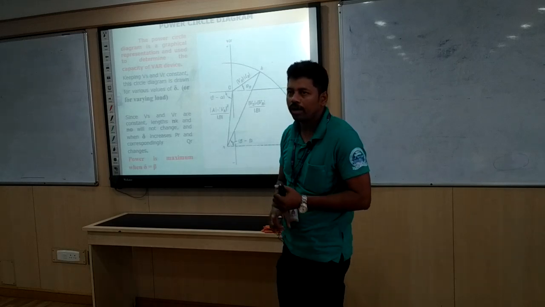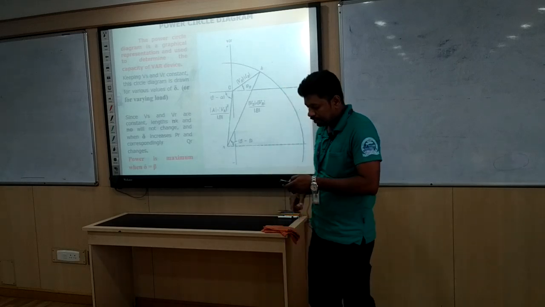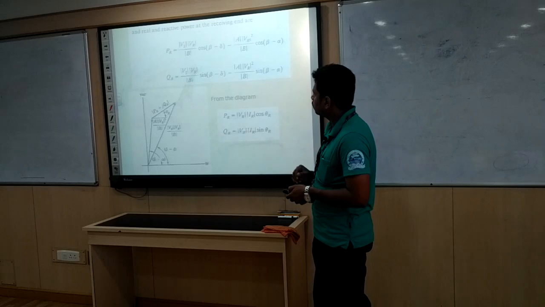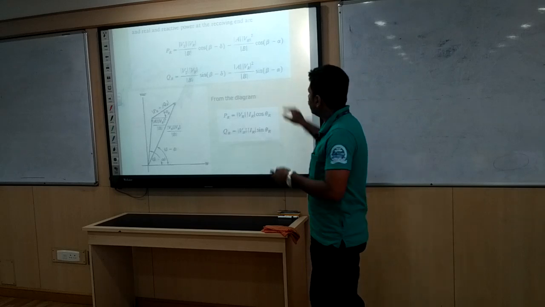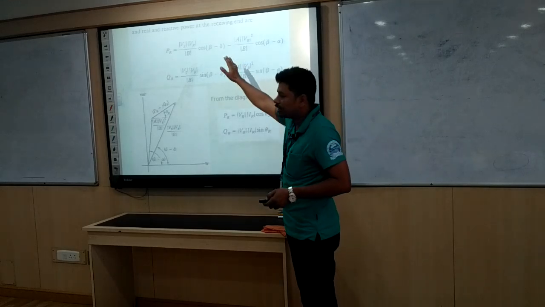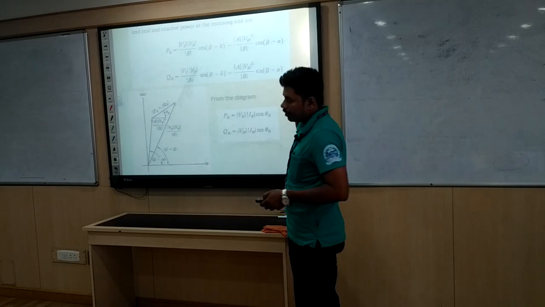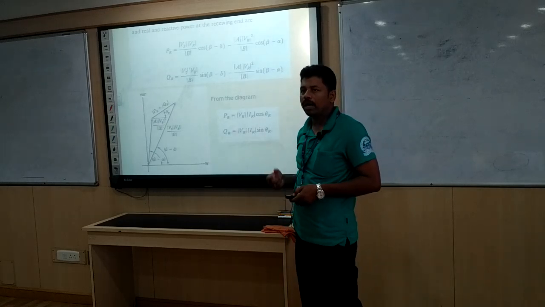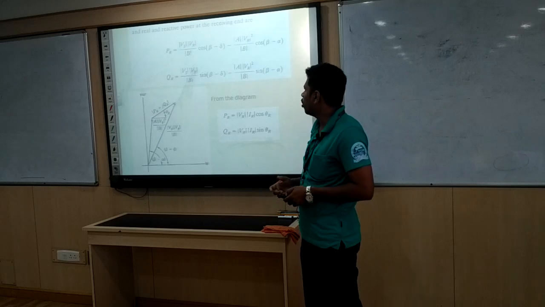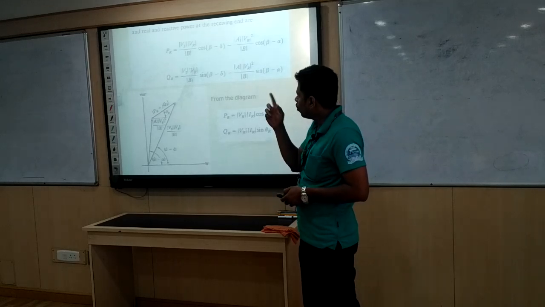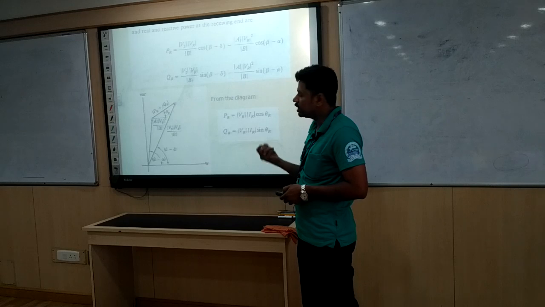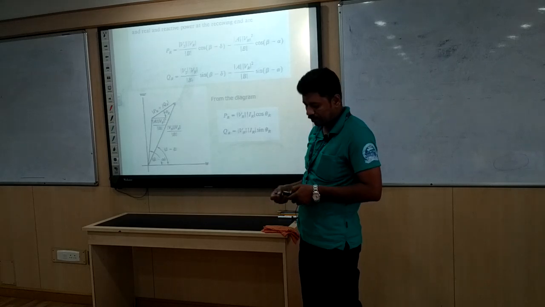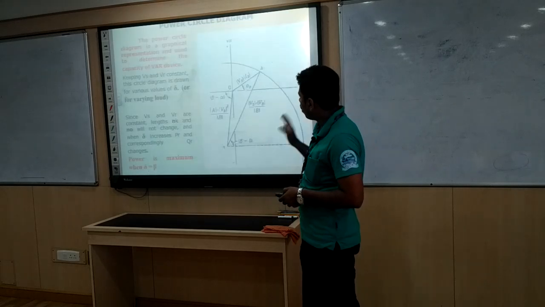The first step is to identify the center of the circle. Using the receiving end power expression, there are two terms. The second term will give you the coordinates: A Vr square by B, both negative, that is why it is in the third quadrant at an angle of beta minus alpha. The first coefficient, Vs into Vr by B, will give you the radius of the circle. Using that, you form the circle.